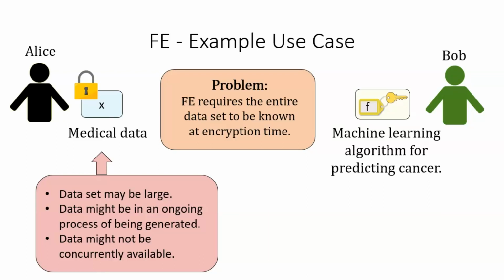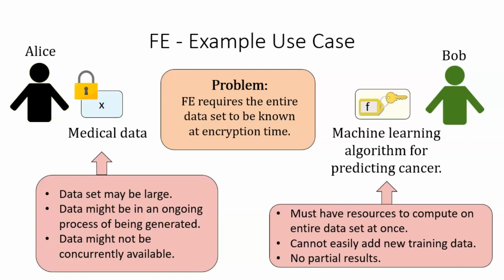Similarly, Bob also has to have resources to compute on the entire data set because decryption takes time proportional to the entire data set Alice has. Also, Bob can't easily add new training data. So if a new hospital were to appear, then it would be difficult to combine that new data with the old data without re-encrypting everything. And finally, Bob won't be able to get any partial results. So Bob just waits till decryption finishes, and then he gets the final result.